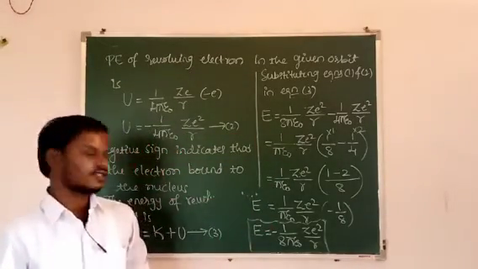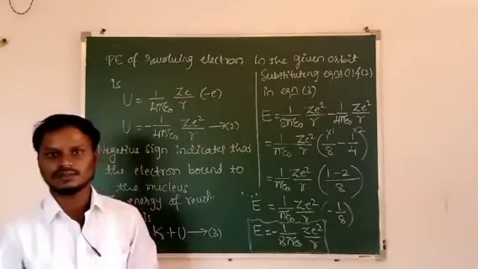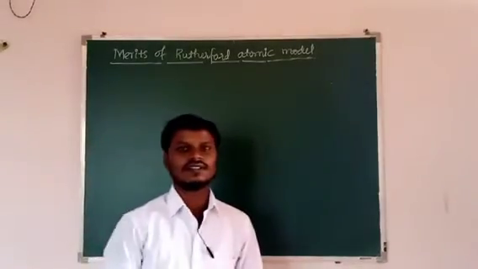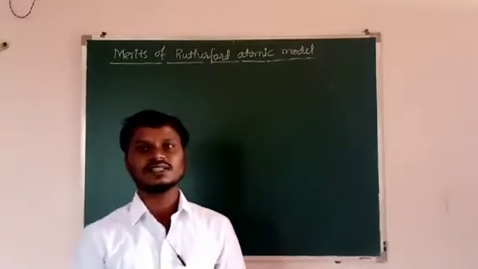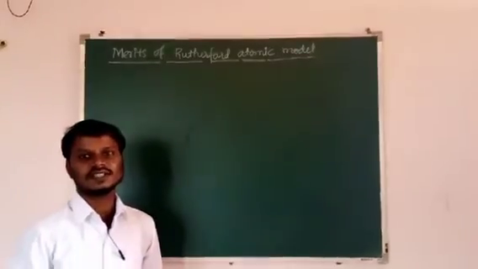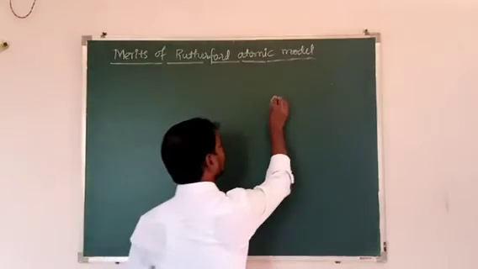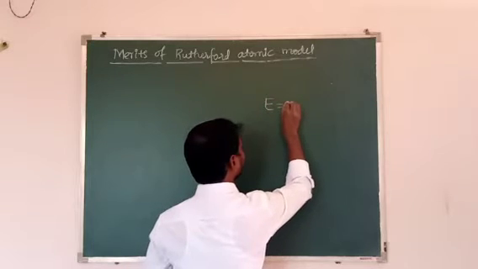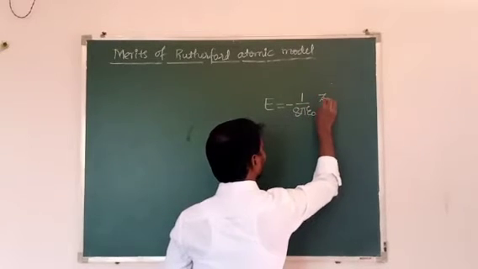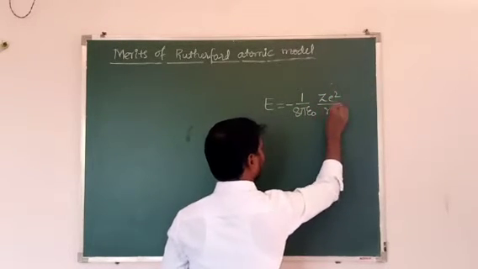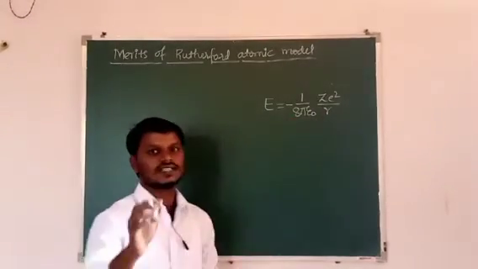Okay, so this is about the energy of the electron in terms of radius of the orbit. Then what are the merits and demerits of Rutherford atomic model? Before that, once again we will discuss what is the energy of an electron in the given orbit in terms of radius of the orbit. See here, what is that expression? That is E is equal to minus of 1 by 8 pi epsilon naught Z into E square divided by R.